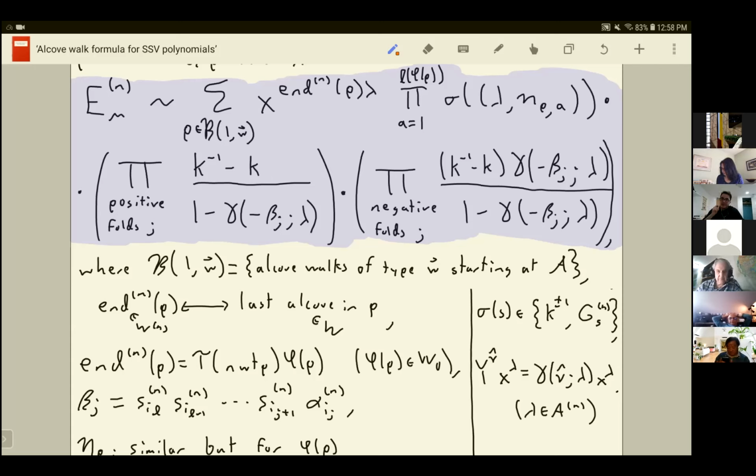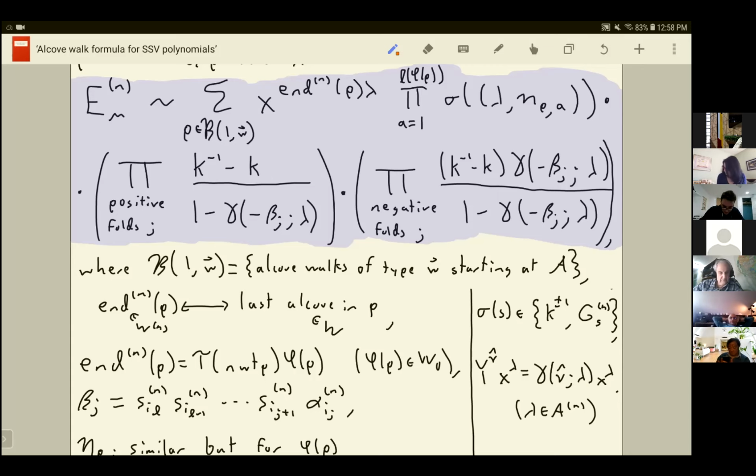But what's very nice about this formula is that it reduces it to calculating those gammas only for lambda in the fundamental domain. So it's only in the very simplest case to calculate that I have to worry about what these coefficients are coming from the monomials.